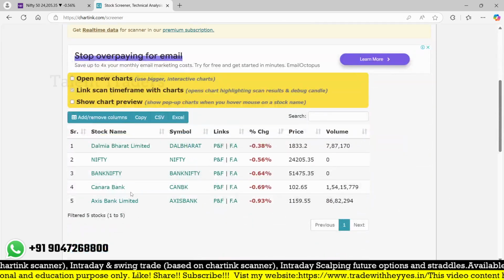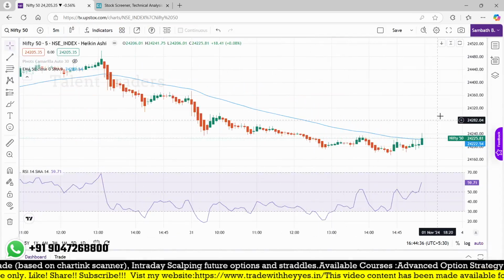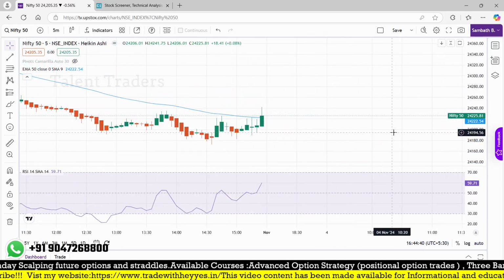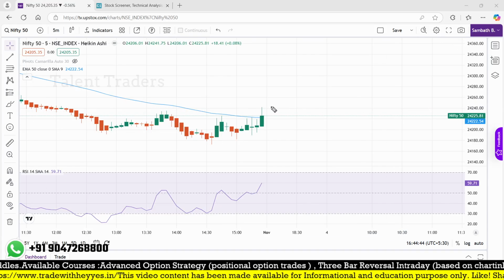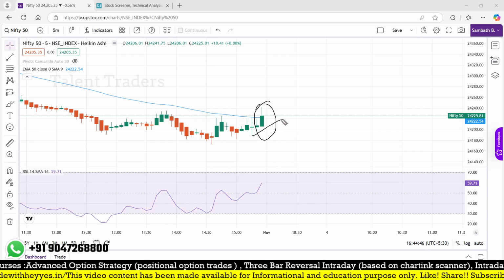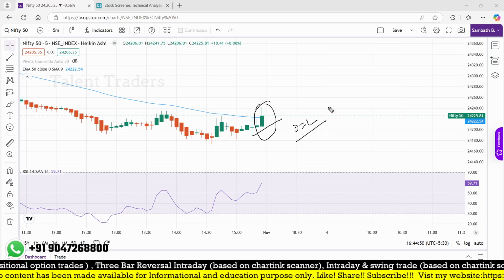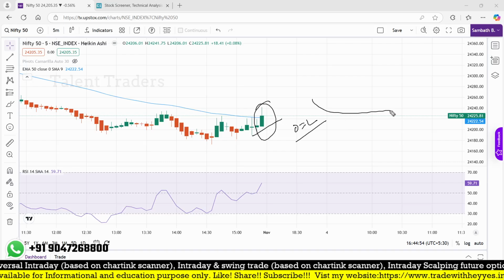Any stock, for example Nifty. Let me check Nifty, where you can see exactly the pattern which you are looking for. This is a pattern where I am looking for a trend reversal or maybe a bullish sign. So it opened below, open equal to low like that. And the second condition, it should be a green candle.